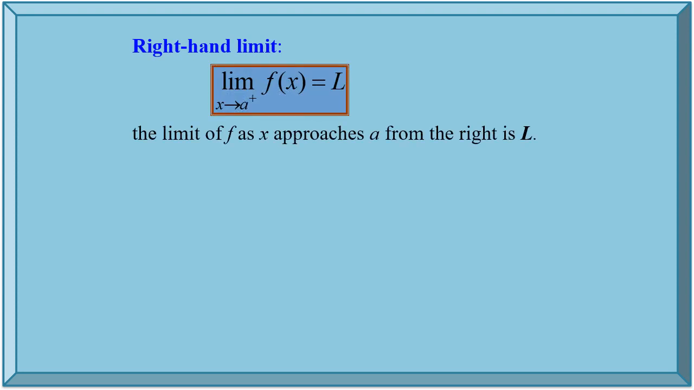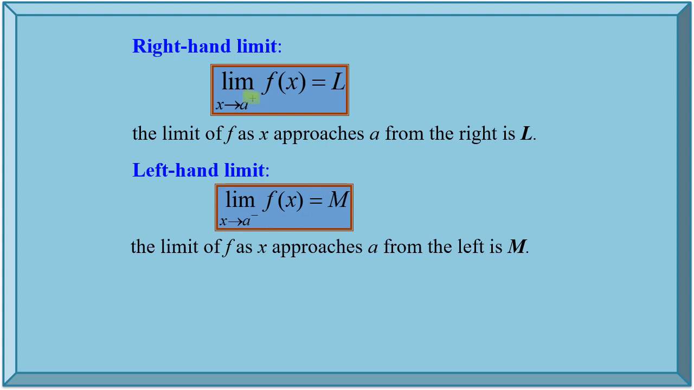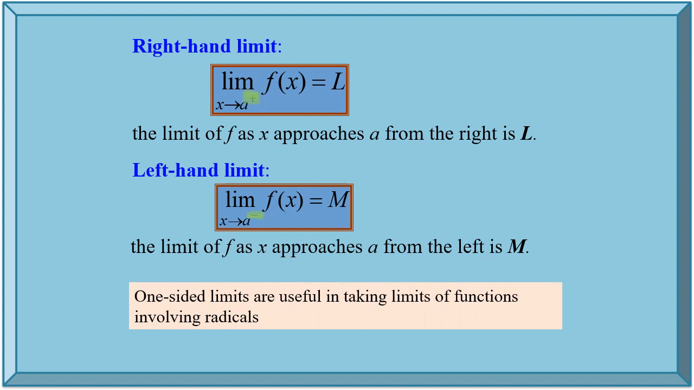Right-hand limit: the limit of f(x) as x approaches a from the right side, which we denote with a positive sign, is equal to L. The limit of f as x approaches a from the right is L. And left-hand limit: the limit of f(x) as x approaches a from the left side, with a negative sign here, is equal to m. So the limit of f as x approaches a from the left side is m.